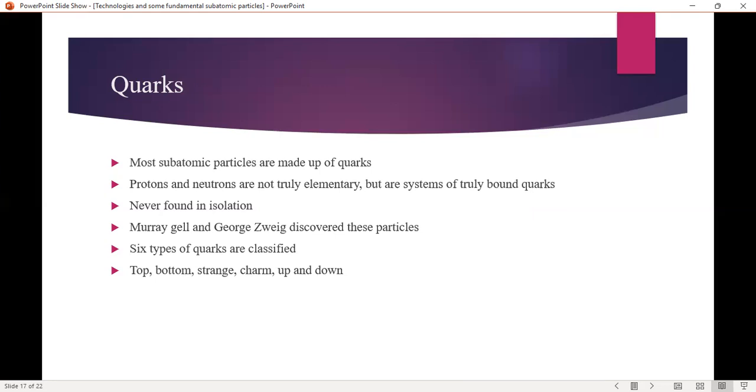Quarks are not found in isolation, meaning quarks are not found in single form. Murray Gell-Mann and George Zweig discovered these particles. Quarks are classified into 6 types: top quarks, bottom quarks, strange quarks, charm quarks, up quarks, and down quarks.